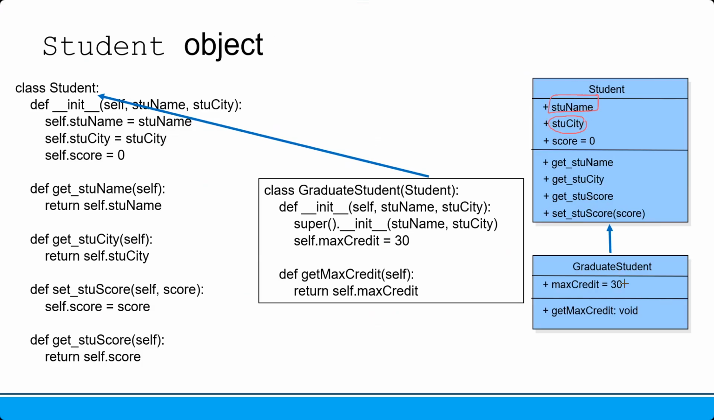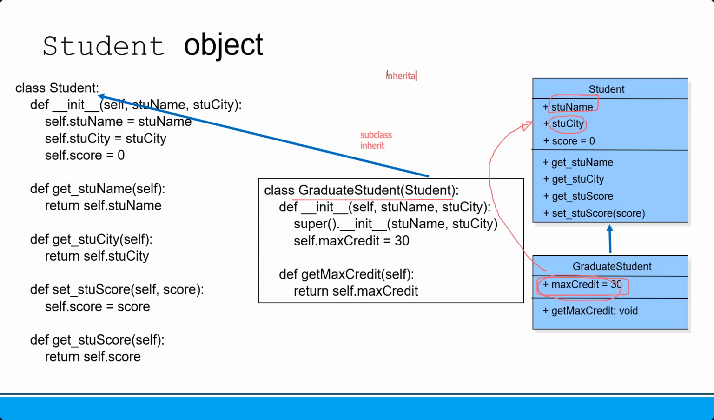What is the difference? The maximum credit for the graduate student is 30, so this is not available in the other student. Then we can create a new subclass. And we use the concept of inheritance. I'm not sure about the Korean word for inherit, so you can check what it is. This is a concept in object oriented programming.